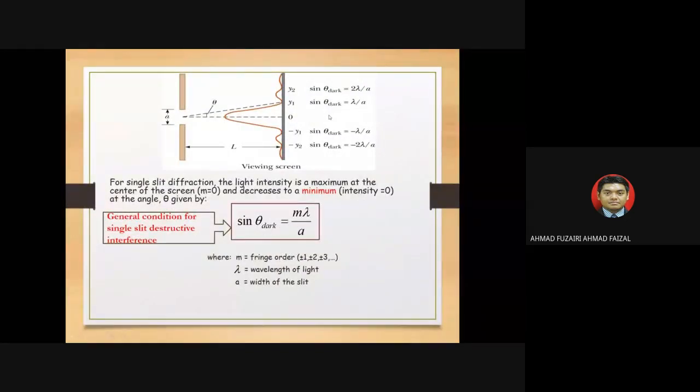This is a figure of the interference pattern produced by a single slit. So this particular screen is a screen with a single slit. A refers to the width of the slit. The second screen is the viewing screen where you will be able to see the interference pattern produced by the single slit. L is the distance between the two screens.